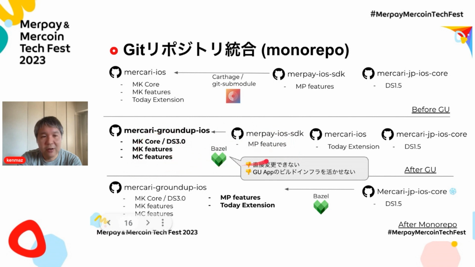However, unfortunately, this infrastructure was underutilized. And therefore, in a repository called the monorepo, the Merpay code base and the remaining Today extension code were all moved to the GroundUp repository, and everything was developed and built using Bazel and GU's CI infrastructure to improve development efficiency. The exception is this design system 1.5, and the old UI libraries used only in Mercari, which we maintain as a separate repository with a code freeze.